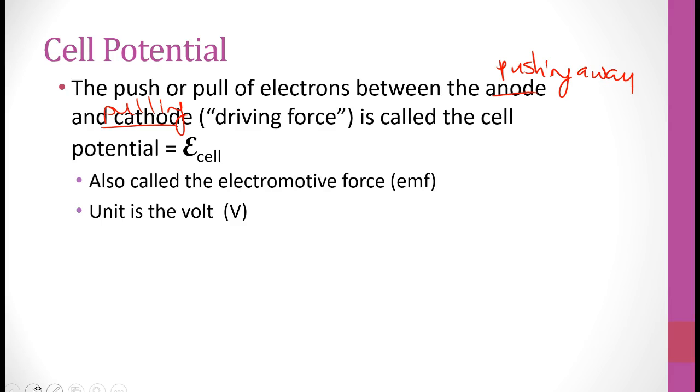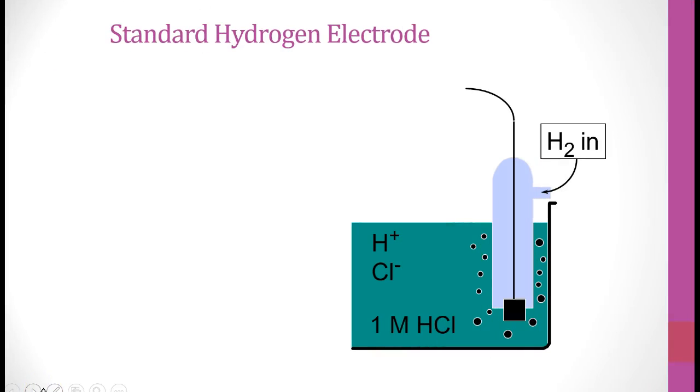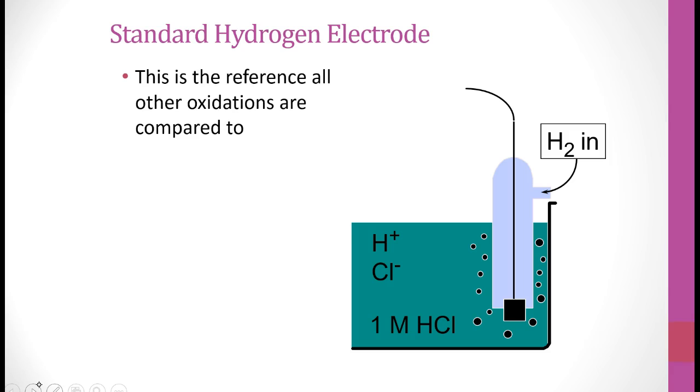And the more that they push or pull away, you get a higher voltage, a higher potential for the cell. It's measured with a voltmeter. You guys are going to do that in class. But we have to have something to compare it to. So what they're going to do is, instead of having my chunk of copper or my chunk of aluminum, they're going to compare it to something called the standard hydrogen electrode. That's the comparison they're all going to use. All other oxidations are compared to that. This is considered to be 0. Everything else is in reference to that.